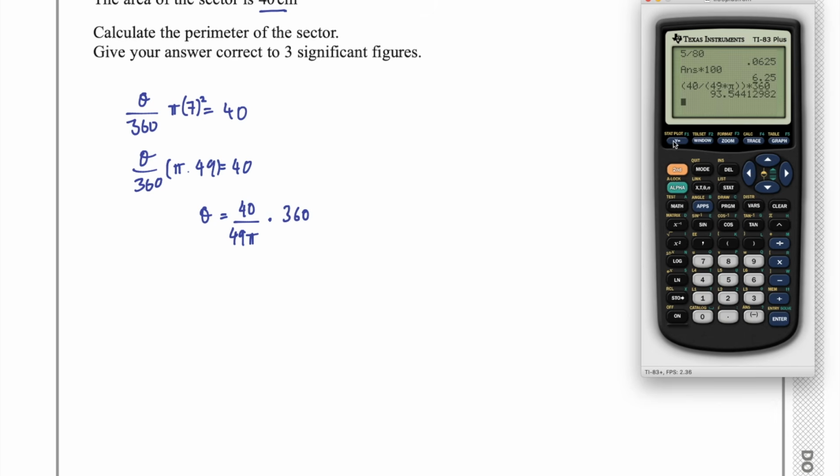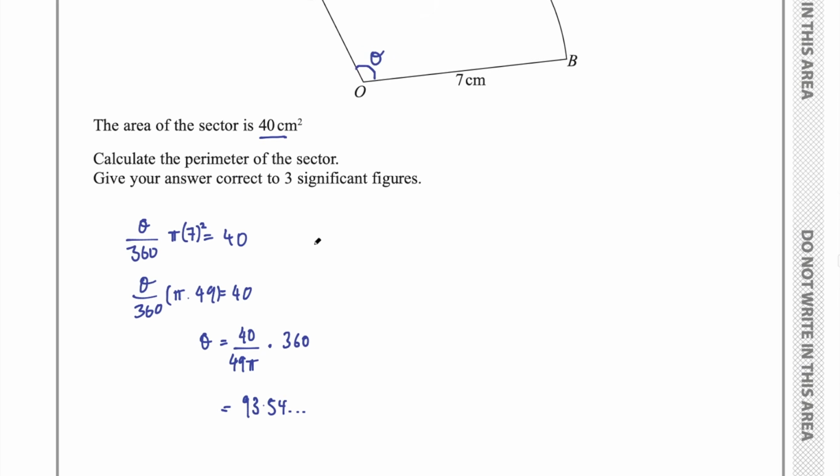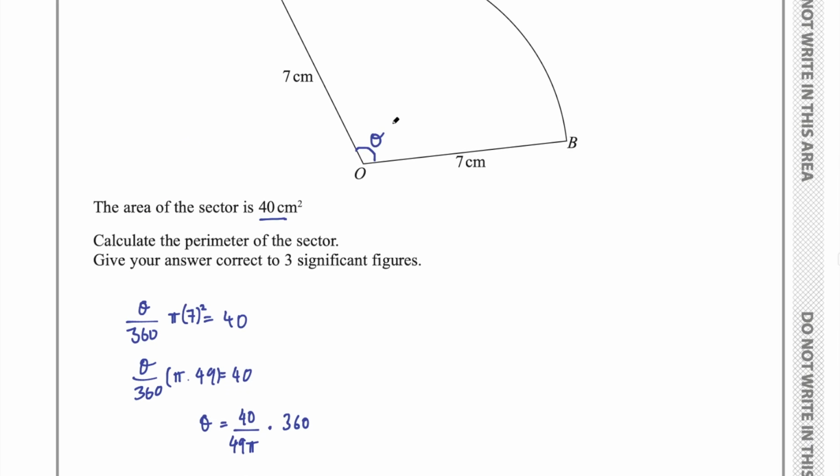and I get a value of 93.54 approximately. So this is approximately 93.54, and that goes on. Actually, if I put the dots, I don't need to use an approximation symbol. I always do that. I don't know why. So if you put the dots, it shows that the number keeps on going. So anyway, now I have my angle in the sector. So this is about 90 degrees, close to 90 degrees, 93.54.